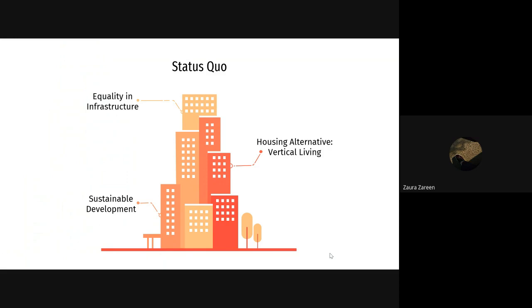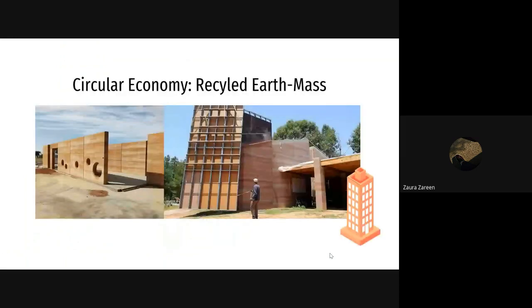So since there is a demand for these types of infrastructures, we have to recognize that sometimes it's just unavoidable to actually produce CO2. But that doesn't mean that we can't decrease its production. And for the circular economy aspect of it, from what I saw in my research, one of the most unique innovations that I found was recycled earth mass.